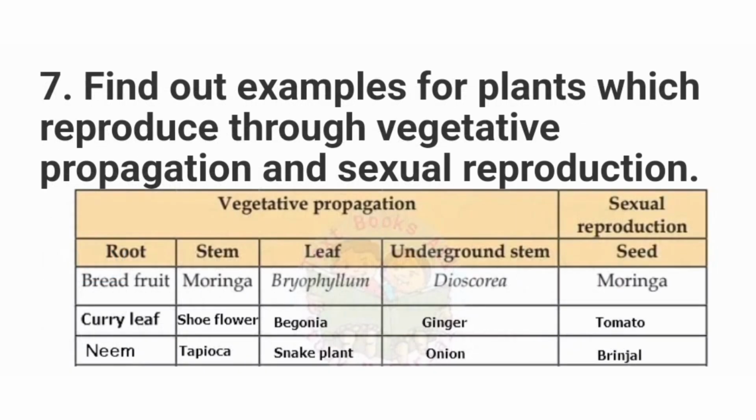Question number 7. Find out examples for plants which reproduce through vegetative propagation and sexual reproduction. Vegetative propagation: roots: breadfruit, curry leaf, neem. Stem: moringa, shoe flower, tapioca. Leaf: bryophyllum, begonia, snake plant. Underground stem: ginger, onion. Sexual reproduction: seeds: moringa, tomato, brinjal.